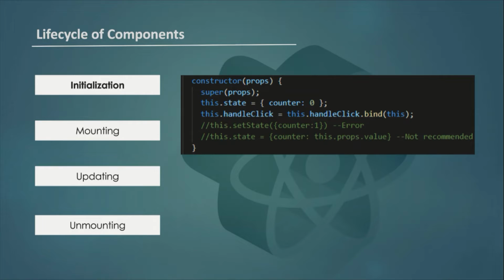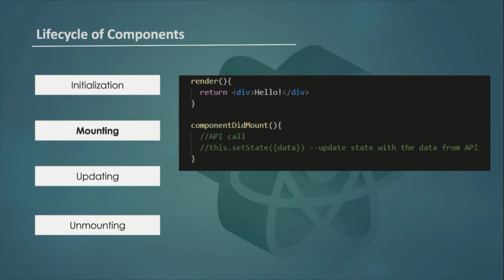Another important point to remember is, do not assign props as an initial state value. You wouldn't see any error in this case. However, when the prop value updates, that won't be reflected in the component, since the constructor is called only once. Now, let's move to the next phase, mounting. In this phase, we have two methods, render and componentDidMount.